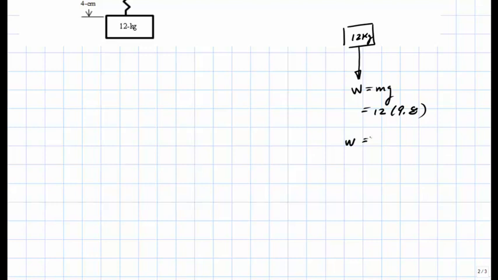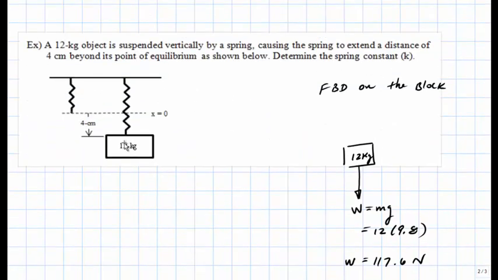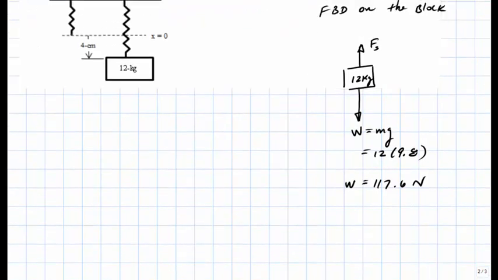And that weight equals 117.6 newtons. At the same time, the block is being supported by the spring, and the spring is applying an upward force, which we'll label as F sub s. The block is in a state of static equilibrium, so there is no acceleration, and according to Newton's second law, the sum of the forces in the y will either equal 0, ma, or minus ma.